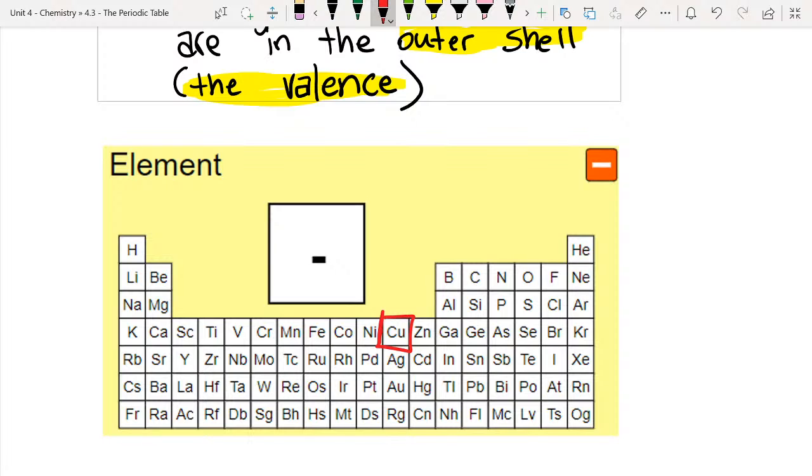Let's take a look at copper. How many electrons does copper have in its valence shell? 2, 3, 4, 5, 6, 7, 8, 9, 10. Yeah, beautiful. It's got 11. So copper has 11 electrons in its outer shell.